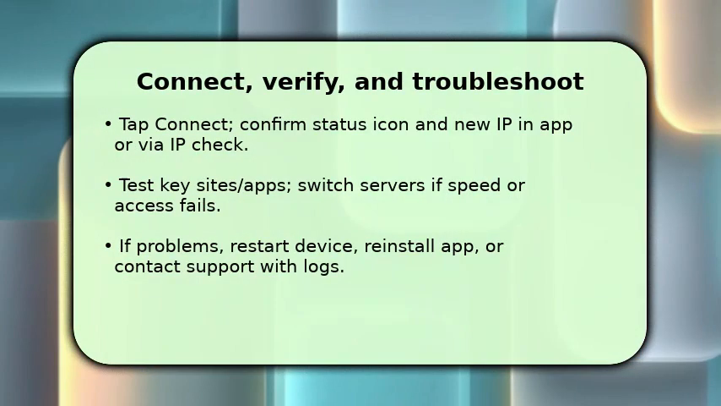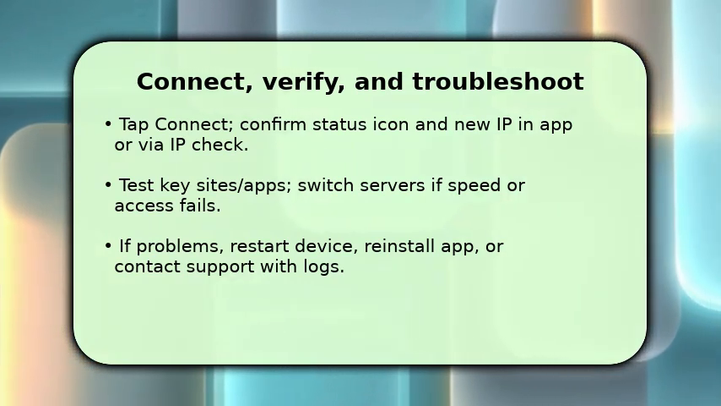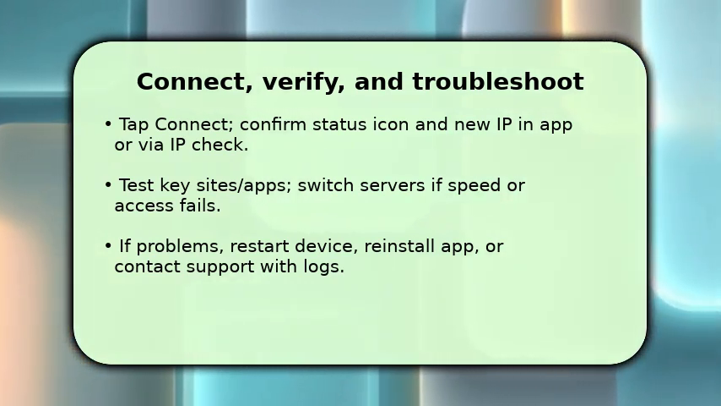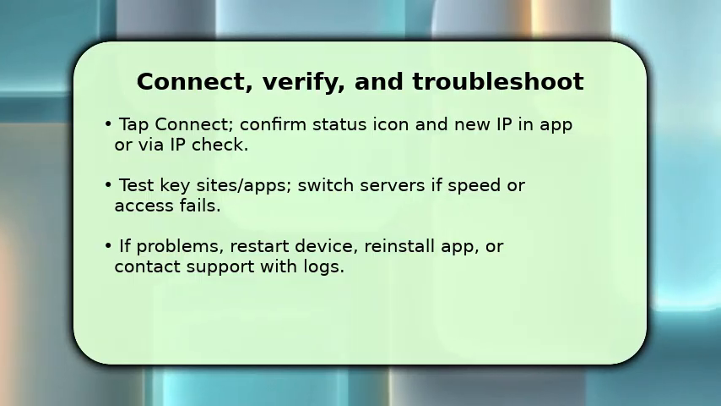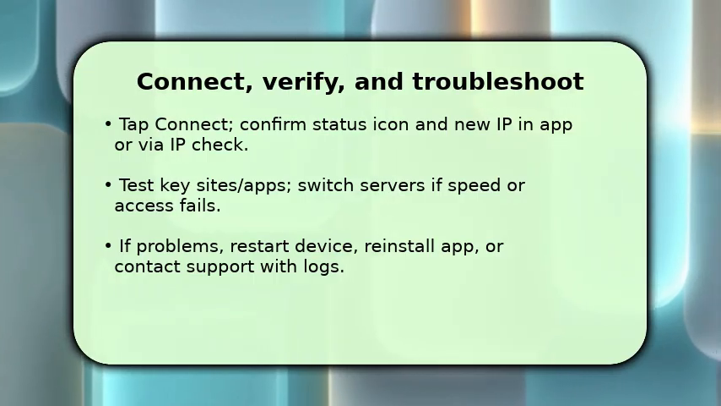To finish, tap Connect and watch the app confirm an active session. You should see a VPN icon in the status bar and a changed IP address. Test the sites or apps you need. If something doesn't load, try a different server or toggle the protocol.